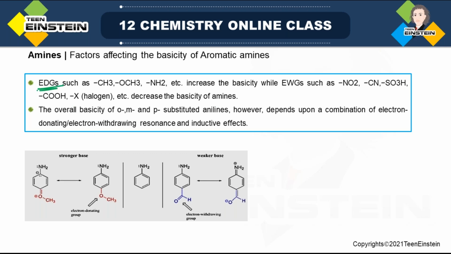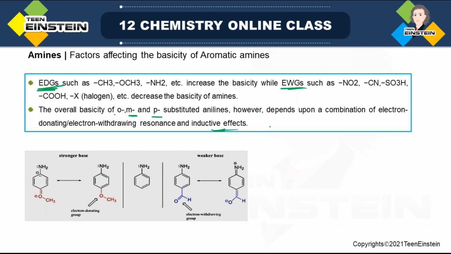If you have electron donating groups such as methyl, methoxy, NH2, that is another NH2 group, suppose in aniline there is another NH2, these types of groups will increase basicity. But if it is an electron withdrawing group like NO2, CN, SO3H, any halogen, then obviously basicity will decrease. Overall basicity for ortho, meta and para substituted aniline depends on 2 factors, that is the combined effect of electron donating, electron withdrawing resonance, and also inductive effect.